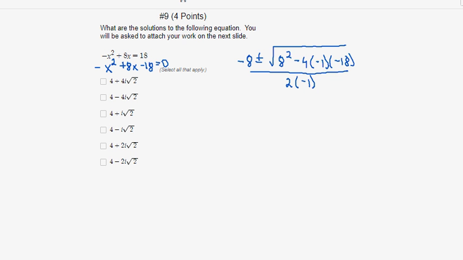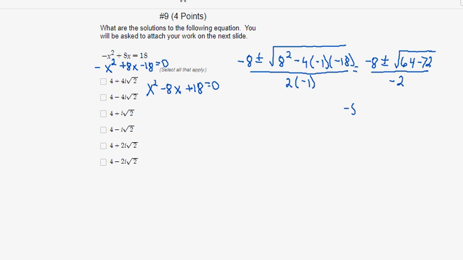Now, what we could have done is multiplied everything through by negative 1, so we have x squared minus 8x plus 18 equals 0. We're going to end up at the same answer, but I'm just going to go with this right here. So this gives us negative 8 plus or minus the square root of 64 minus 72. So negative 4 times negative 1 is positive 4, times negative 18 is negative 72. That's divided by negative 2.